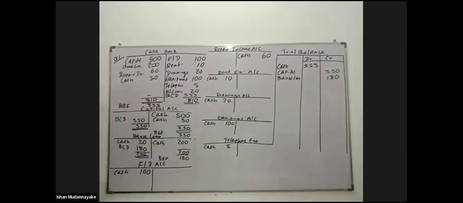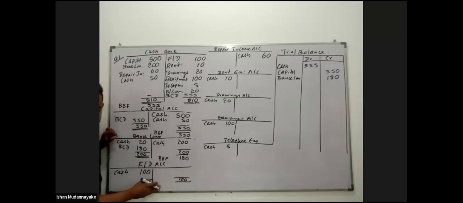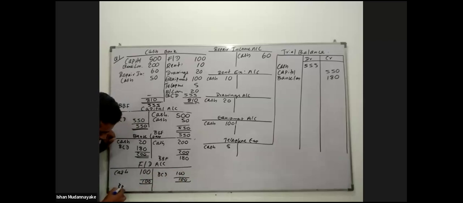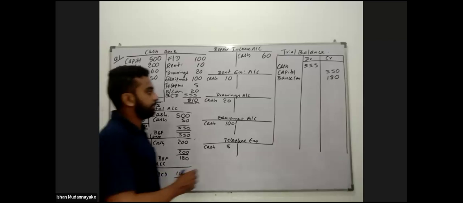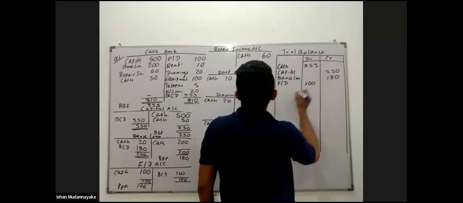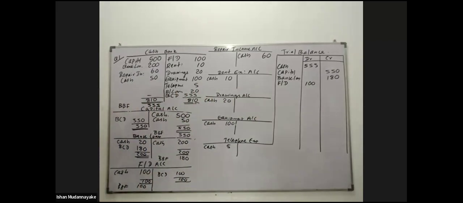So then here, fixed deposit 100. Transfer this 100 to the credit side, and then here balance carried down 100. Balance brought forward 100. Fixed deposit 100, then debit fixed deposit. Balance brought forward 100 fixed deposit.